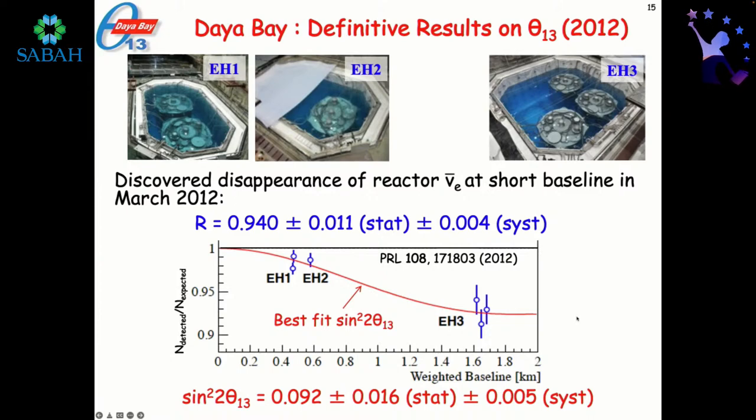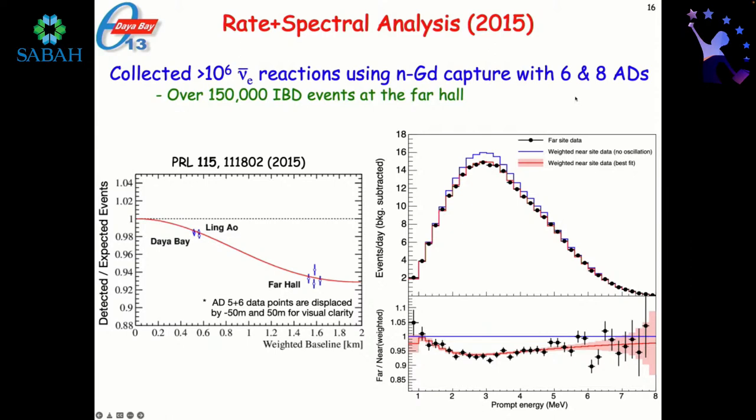Now, when we installed two more detectors and took more data until 2015, we acquired a lot more events. And as a result, we can really see the energy spectrum of the antineutrino at the far detectors very well.